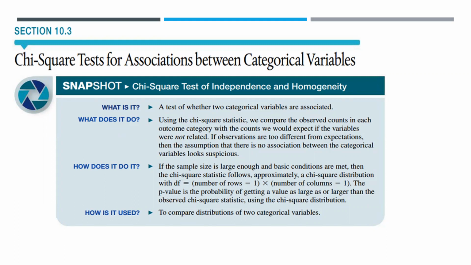If observations are too different from expectations, then the assumption there is no association between the categorical variables looks suspicious. So this would give us a large chi-square statistic, which would be a small p-value, which would mean we would most likely reject the null in favor of the alternative, stating that they are related.